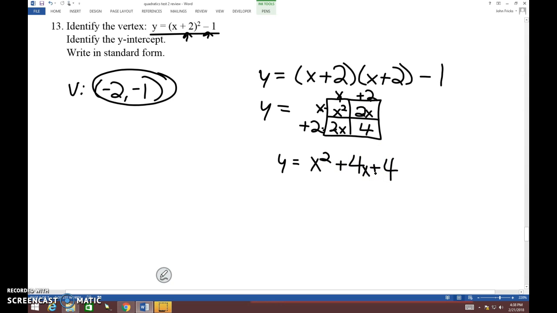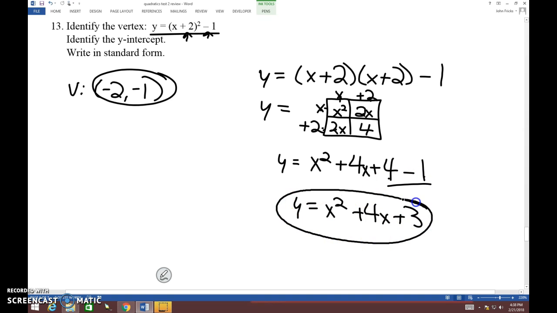All right, now that takes care of the box strategy part, but I still got this minus 1 on the end. So what I've got to do with that is just simplify it down. So that's x squared plus 4x, and then 4 minus 1 is going to give me positive 3. So that takes it into standard form for me here.